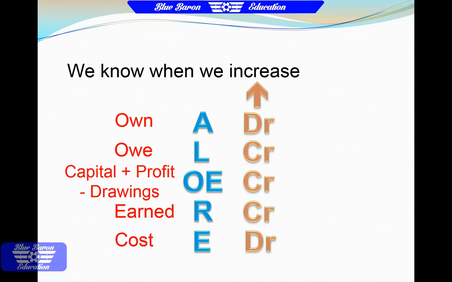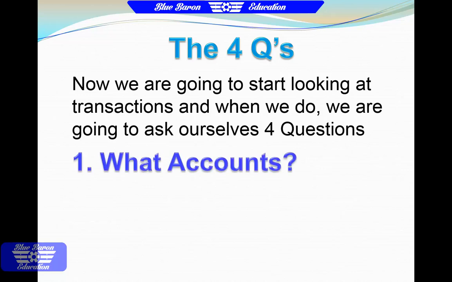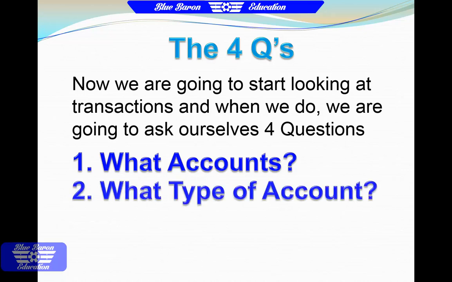So now that we have this information, we need to learn how to use it. And we're going to do that via the 4 questions. These are the questions we ask ourselves whenever we look at a transaction, so we know what we're doing. So the first question we ask ourselves is, what accounts? There always has to be at least 2, because we're going to have our debit and our credit, or our yin and our yang. What type of accounts are these?